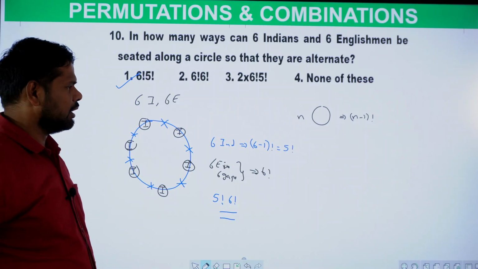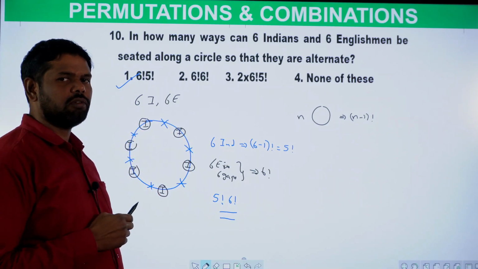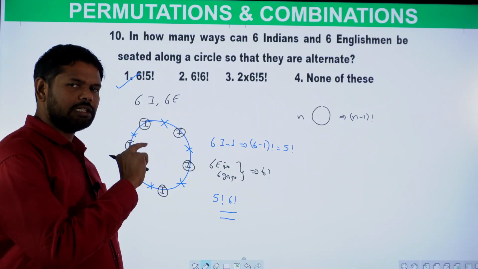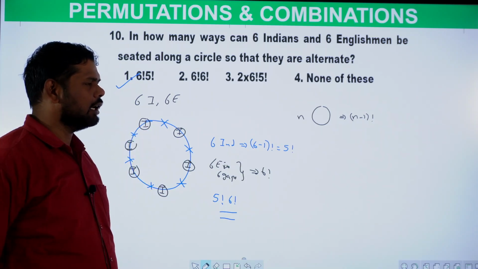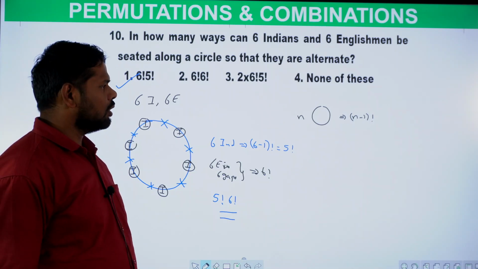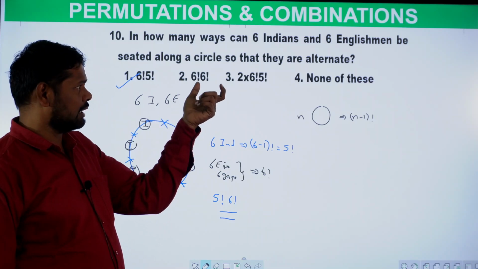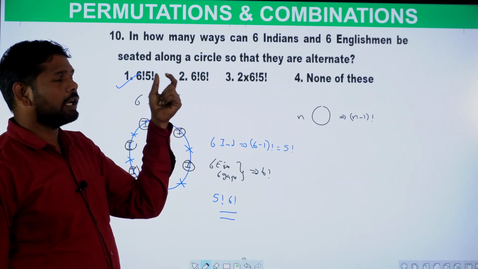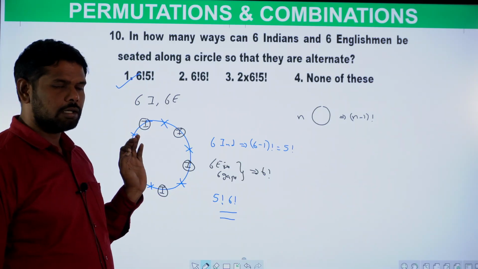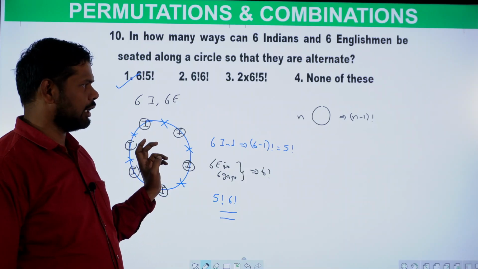Right, very, very important. In a row, if boys and girls are equal, then it is 2 times factorial and factorial. If boys and girls differ by 1, there is a chance to arrange them alternately. But in a circle, or circular arrangements or round table conference, whatever it is, if the two subjects given are equal, then only is it possible to arrange them alternately. If both are not equal, then it is not possible to arrange them alternately.